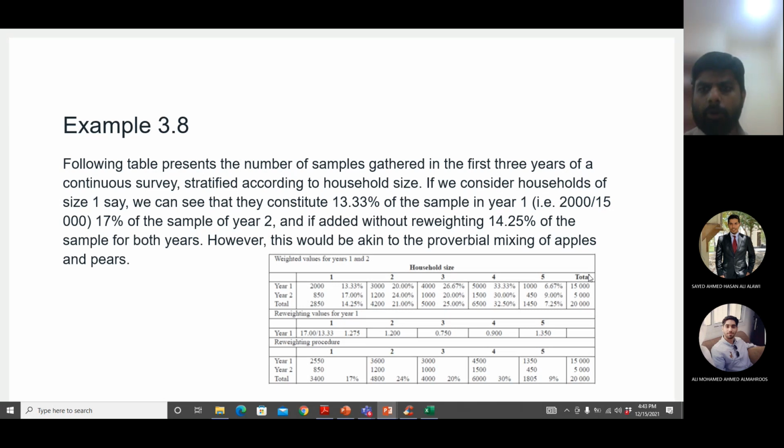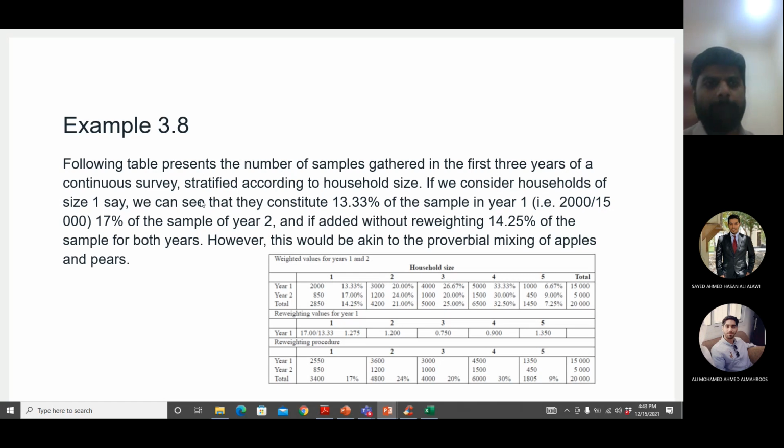Okay, total number of samples gathered in the first year is 15,000. Total gathered in the second year is 5,000. So in total now we have 20,000. Total number of samples which we have is 20,000. Now we want to apply the weighting mechanism on the basis of household size. So our weighting mechanism would be on the basis of household size.